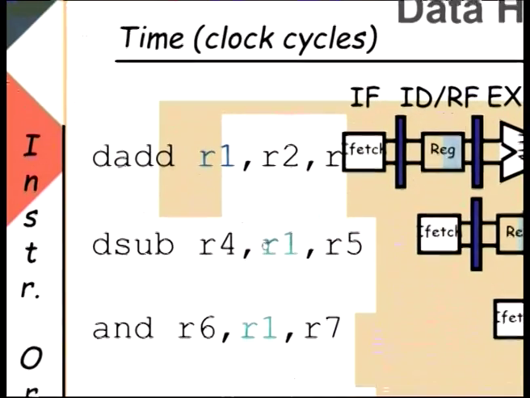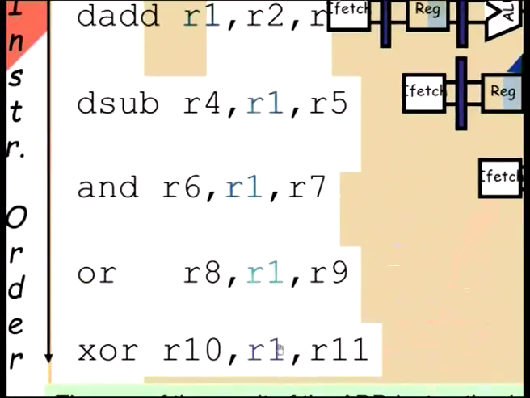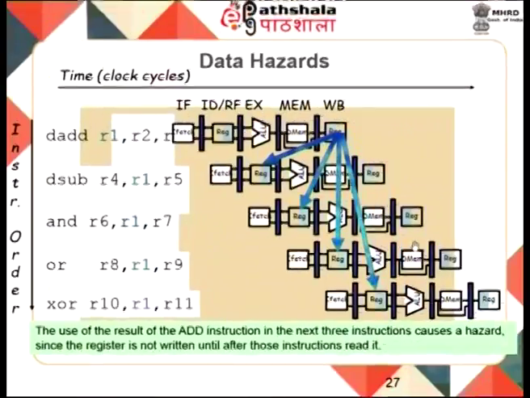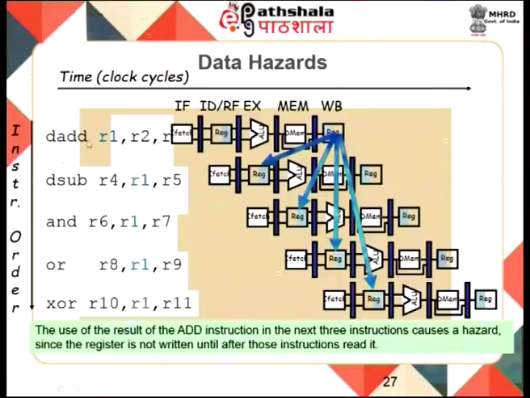This is an R1, this is an R1. For all these instructions, use R1 as a destination operand. Now what happens to the first instruction is, only during the fifth clock cycle R1 will write into the register file. So the data becomes available in register R1 only during the fifth clock cycle.